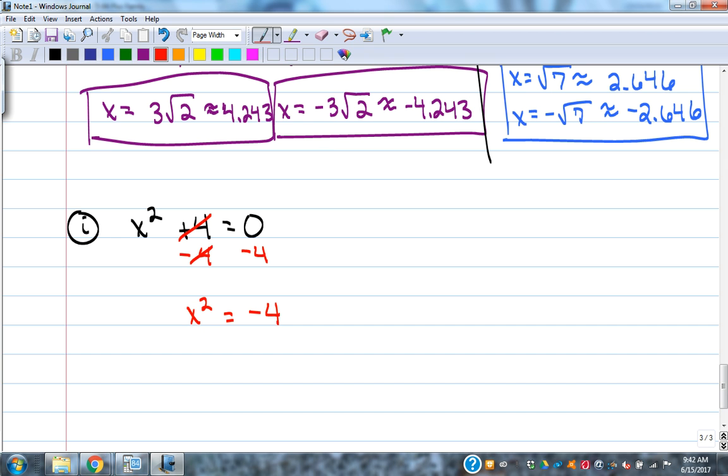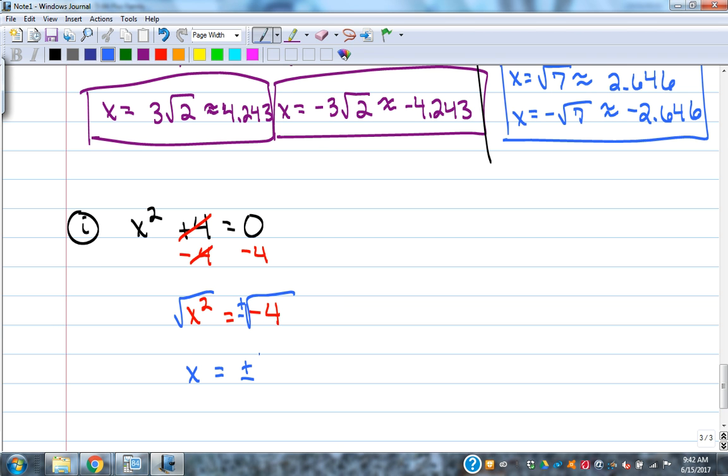And now I've got x squared is equal to a negative number. Well, that really doesn't matter. I know how to take square roots of negatives. We talked about that on Tuesday, or I have an idea of what to do. So I'm going to take the square root of both sides. I'm still going to do the plus or minus in the front because I'm taking a square root. That doesn't change the fact that a plus or minus goes in the front.